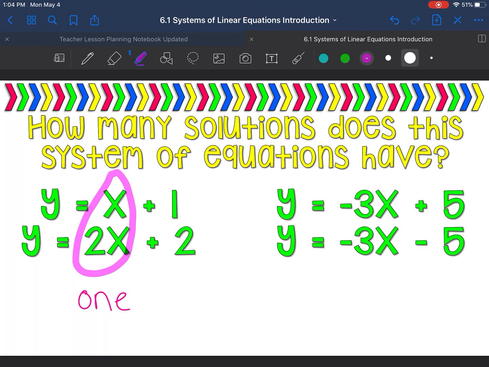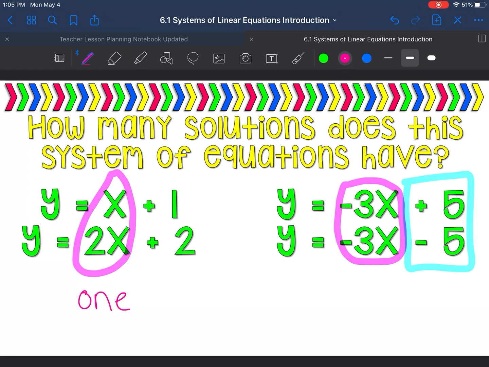Okay, so let's take a look at my next one. y equals negative 3x plus 5 and y equals negative 3x minus 5. Let's first take a look at my slope. Do I have same slopes or different slopes? Same slopes. So that means that I can either have 0 or infinitely many. Now, in order to figure out what it's going to be, I am going to look at my y-intercepts. Do I have same y-intercepts or different y-intercepts? I have different. So since I have the same slopes but different y-intercepts, that means I have parallel lines. So the number of solutions is going to be 0.